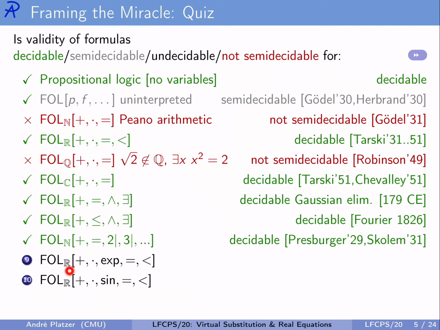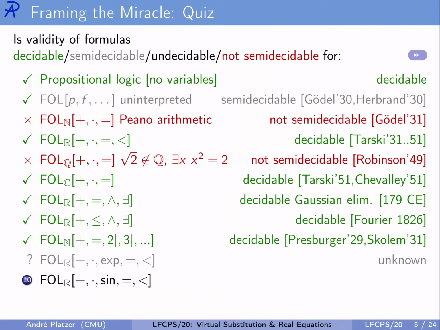Let's look at extensions of real arithmetic. Now we've seen variations of it. If we look at real arithmetic where in addition we throw in the exponential function e to the power x, well, in that case it's an open problem whether that's decidable or not. For nearly 100 years now, that's kind of a difficult one.